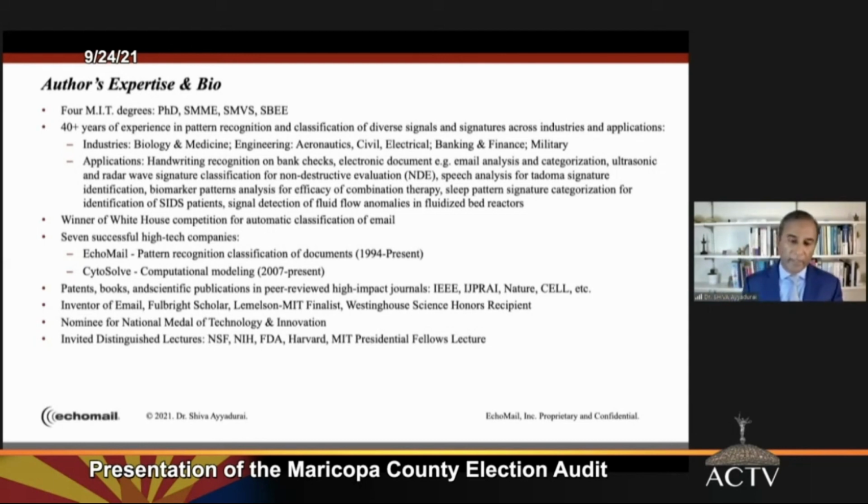I'm a Fulbright scholar, a Lemelson MIT finalist. I won one of the earliest Westinghouse Science Honors Awards. I was a nominee for the National Medal of Technology and Innovation. And I've been invited to give distinguished lectures at the National Science Foundation, NIH, FDA. In fact, in November 19, I delivered the prestige lecture on the immune system, an invited lecture at the NSF where we discussed the immune system. And several years ago, MIT had me deliver their Presidential Fellows Lecture.